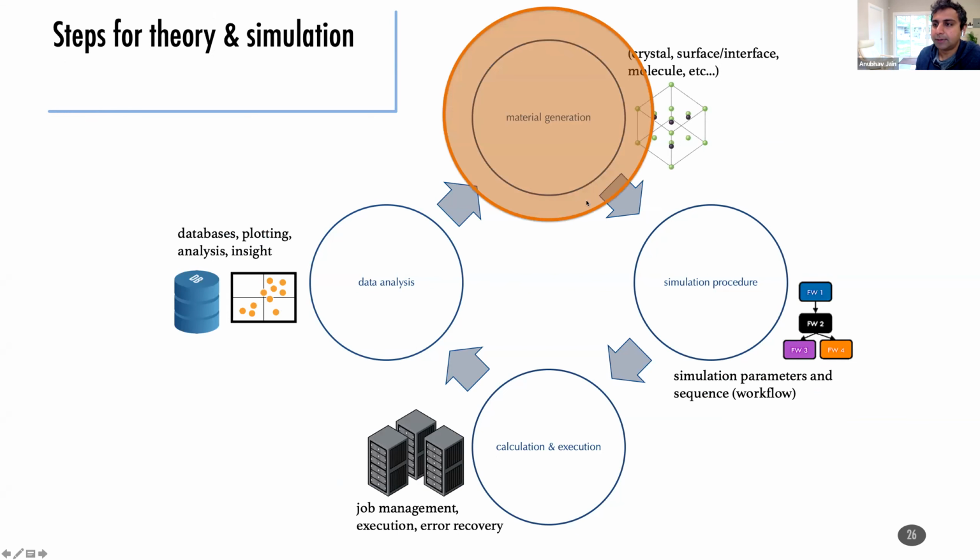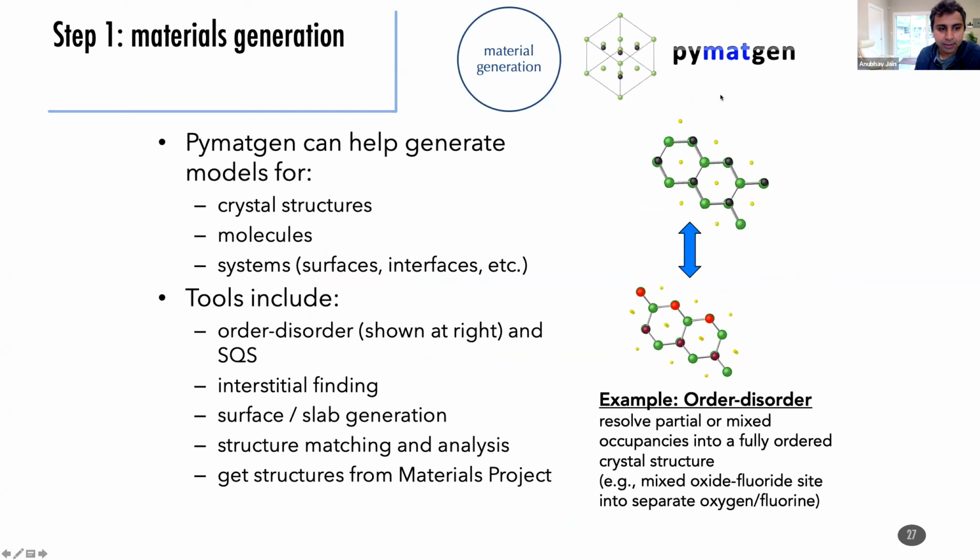So starting with the materials generation, how do you actually set up the materials that you would like? So we have a tool called PyMatGen that helps you with that. The code is on GitHub. I don't know if I put the link here, but you can just search for the word PyMatGen. And it can help you generate crystal structures, molecules, and systems like surfaces and interfaces. So for example, one common thing that people will do is to take a material from the Materials Project and then use PyMatGen to create a surface geometry where there's a big vacuum space and there's also a surface space. They might also take two materials from Materials Project and create an interface with PyMatGen.